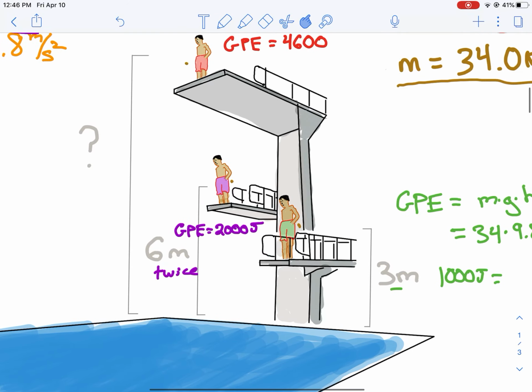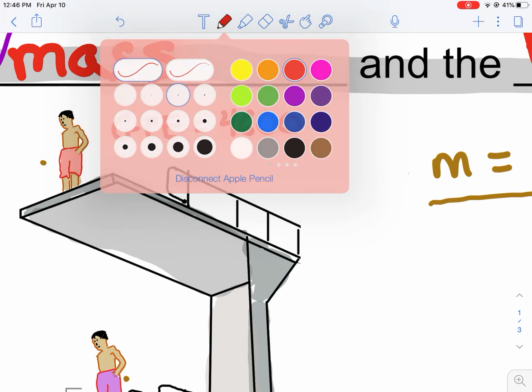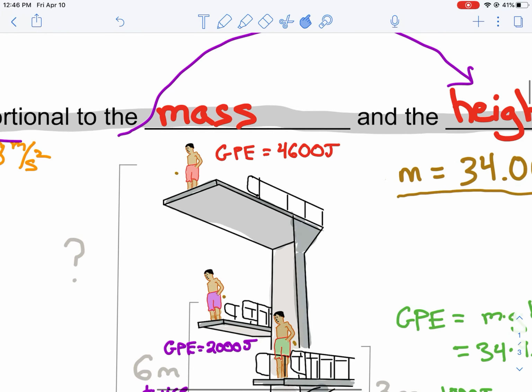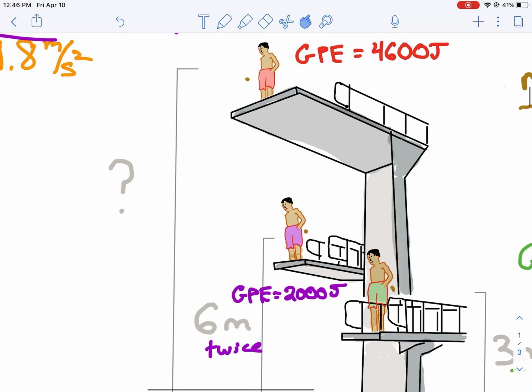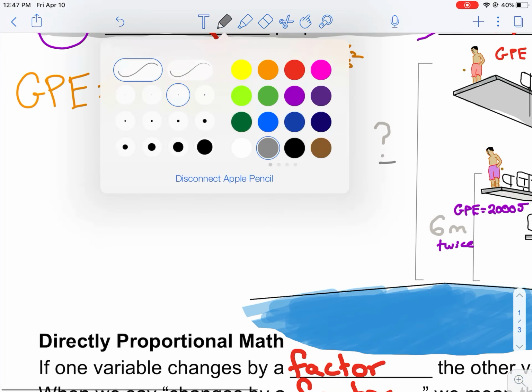That's a direct relationship. Now, let's look at this guy up here. This guy has a mass, or it's given to you. It tells you that his gravitational potential energy is 4,600 joules. So we know how many joules he has, and there's a question mark here regarding his height. So I want you guys to think, how can we solve for the height if we know the gravitational potential energy? And I want you guys in your notes to do that right here.